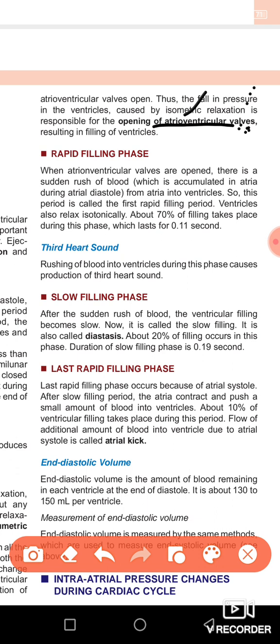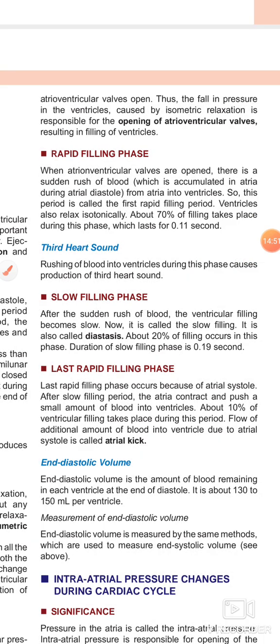Now because your atrioventricular valves are going to open, there is a rapid filling phase. When these valves are opened, there is a sudden rush of blood from the atria to your ventricles. So your ventricles are again going to be filled with blood, therefore this is called the rapid filling period. The ventricles are relaxed, but now 70% of filling takes place during this phase, which lasts for 0.11 seconds. This is the time duration of it.